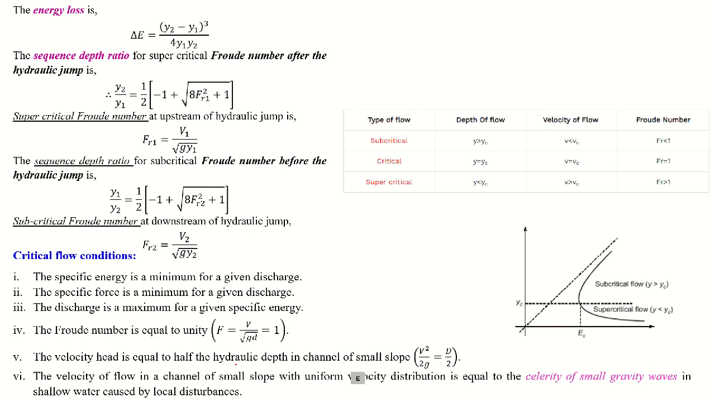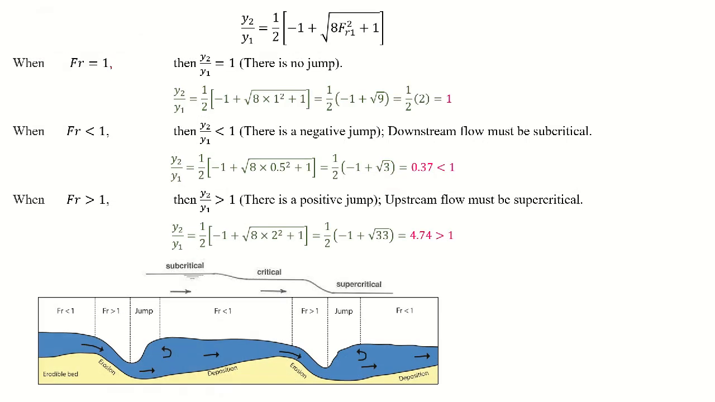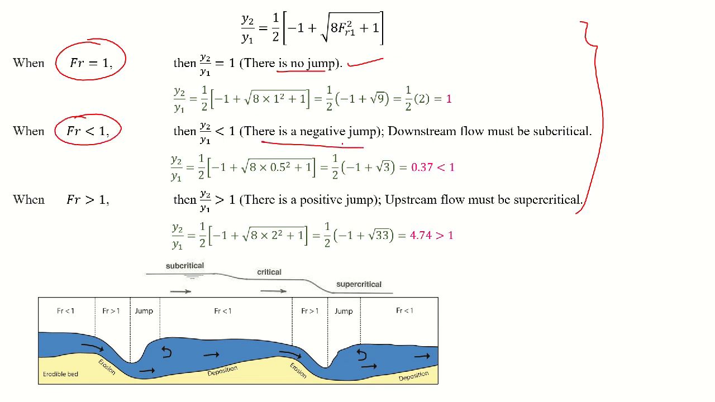The summary of all the supercritical, subcritical and critical depths, velocity and Froude number is given in this table. From the sequent depth ratio equation, substituting the Froude number values equal to 1, less than 1 and more than 1 for critical, subcritical and supercritical flow conditions, these sequent depth ratio values were calculated for better understanding. These are the examples given in this slide.